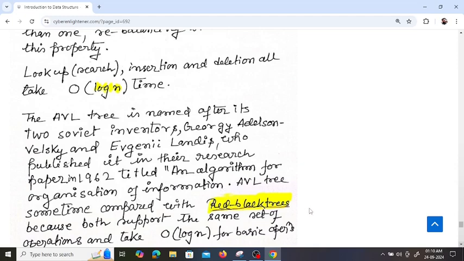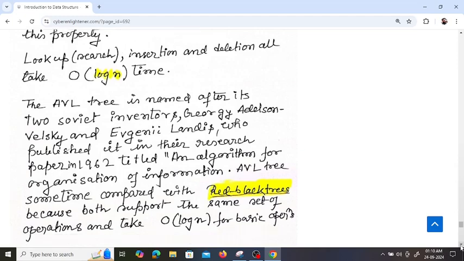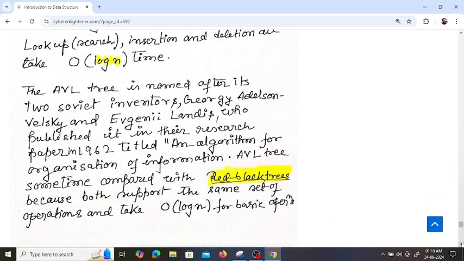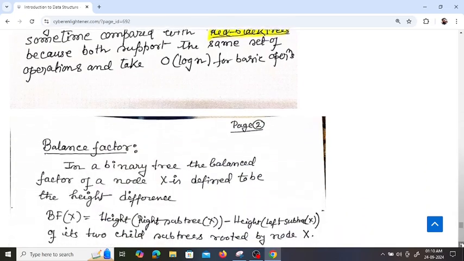AVL tree is sometimes compared with the red-black tree. In some syllabi you will find the red-black tree, and in some you will find the AVL tree. The working principles of both trees are almost the same. There is some similarity, because both support the same set of operations and take O(log n) for basic operations like delete and insert.